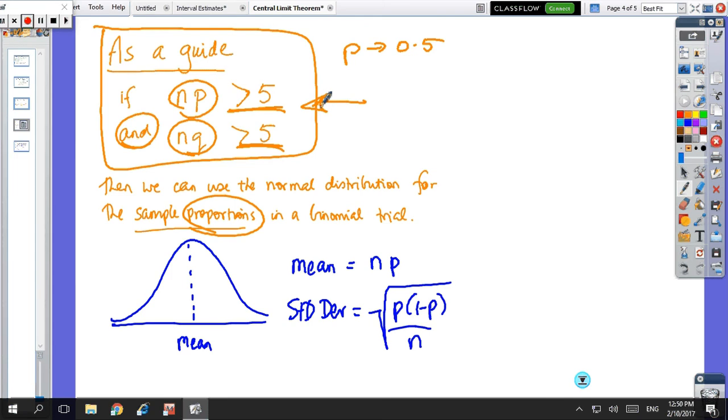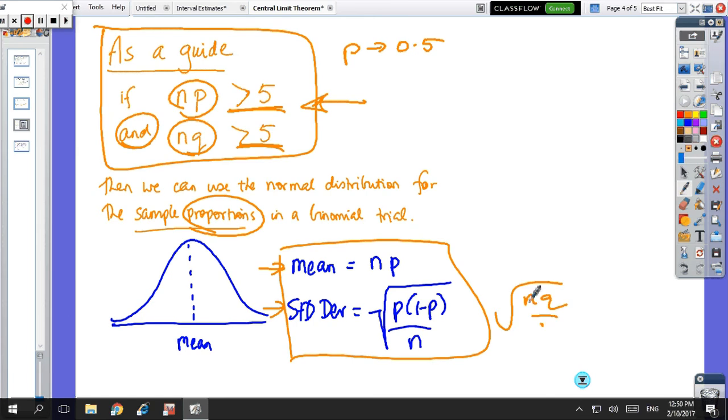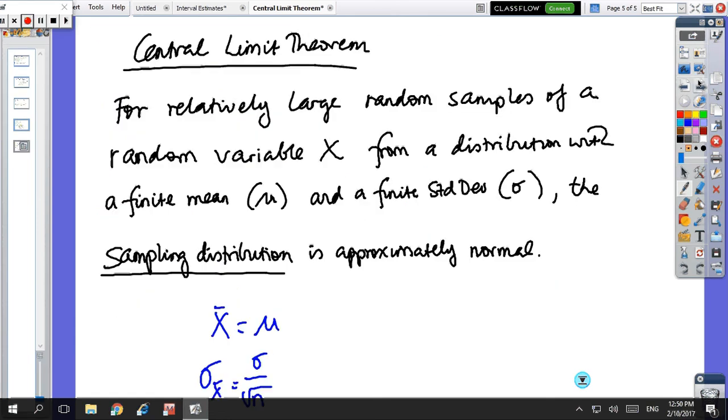And so once we've got that, then we have the mean and standard deviation. So we had this in our previous videos. The mean is np, and the standard deviation is the square root of pq over n. Okay, so copy that. We've had that before. Okay, so copy and come across.